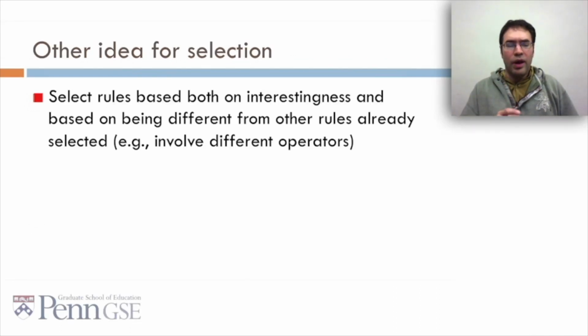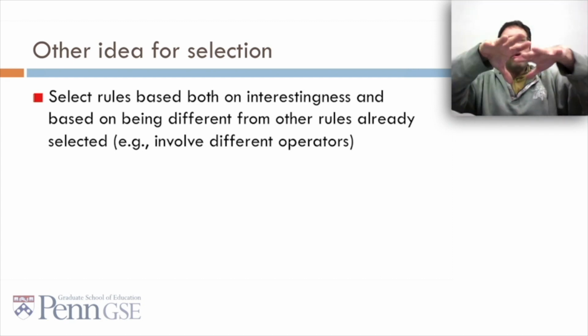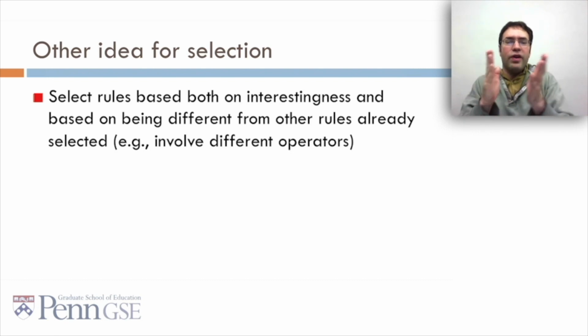Another thing that people do sometimes, although they don't do it all that much, is they select rules based both on interestingness and on the rule you select being different from the other rules you've already selected, or in other words, involving different operators. So try to find rules that explore the space more thoroughly, rather than finding a whole bunch of rules involving something that's pretty common.